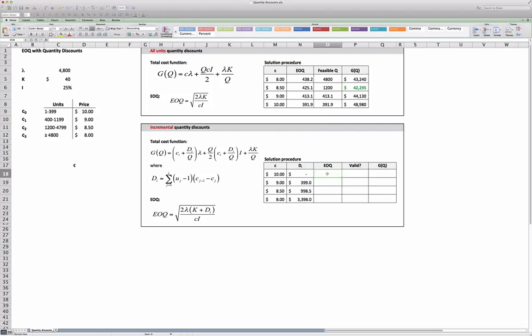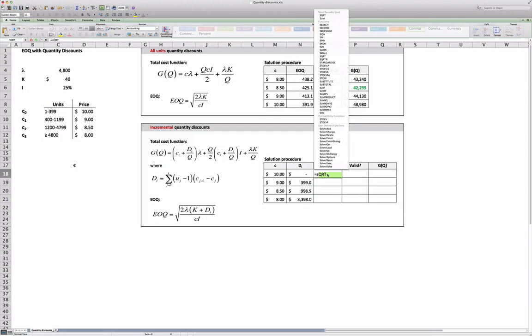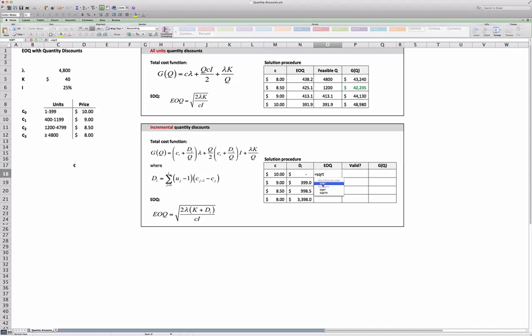Well, now having calculated that, we can calculate the EOQ using this formula here. This formula was simply obtained by minimizing this expression over this vector Q. So let's do that. We'll start again with the highest price break. So the EOQ will be the square root of 2 times lambda times K, and of course D sub I is 0 in this case, so we simply divide all this by our inventory holding cost per unit per year, which is C of $10 in this case, times I of 25%. That gives me an EOQ of 392 units.